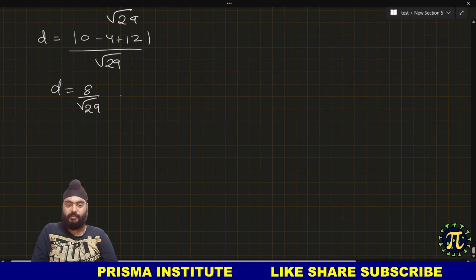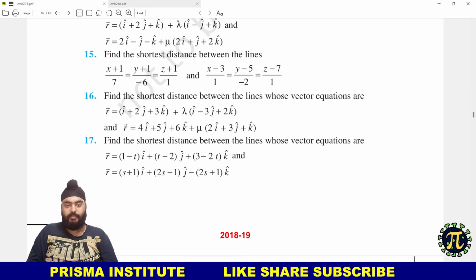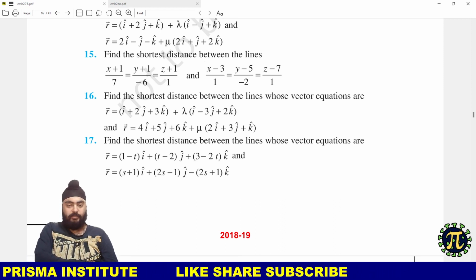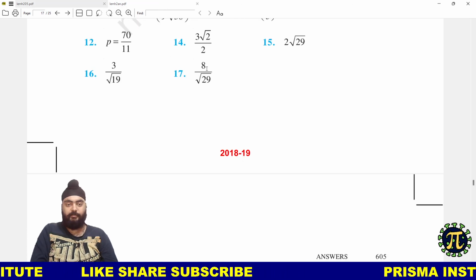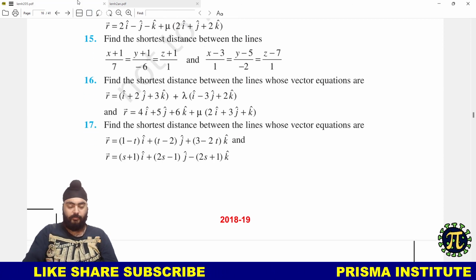So is this answer correct? Let's check that. So this is question number 17. The answer of 17 is 8 by root 29. Okay, so any more questions?